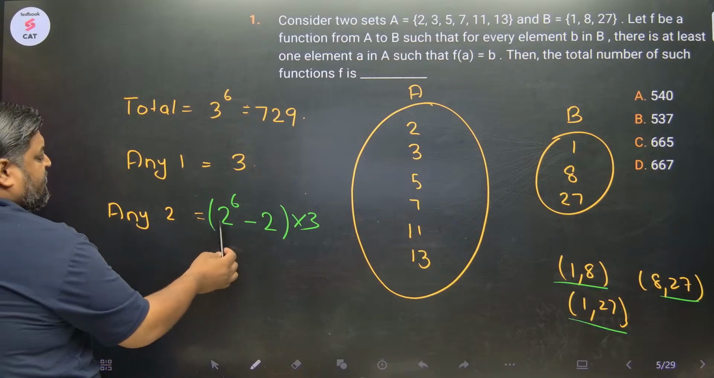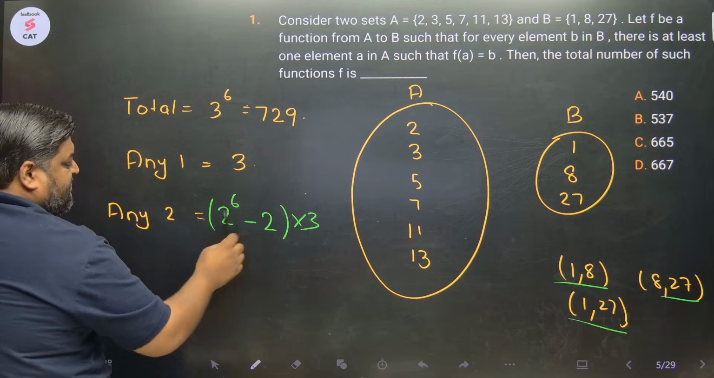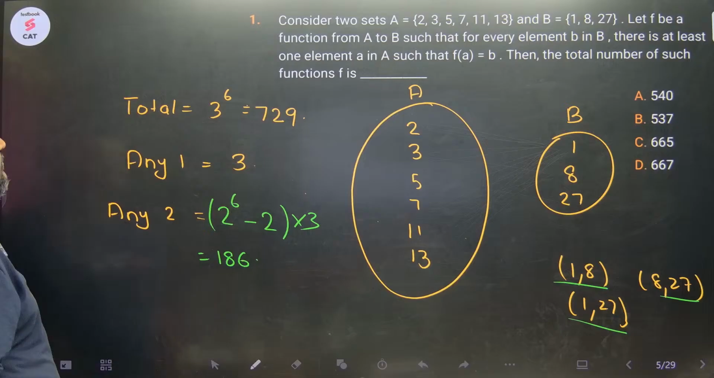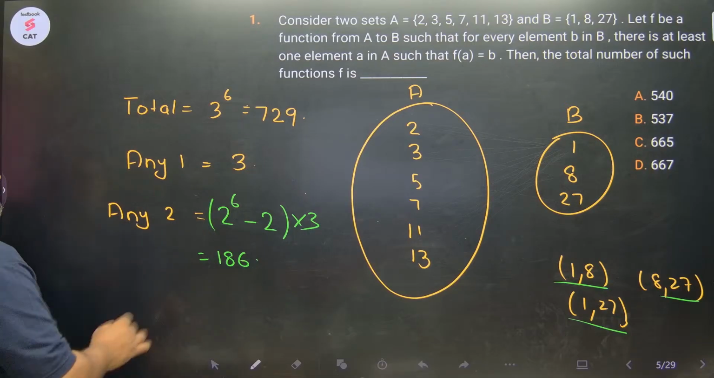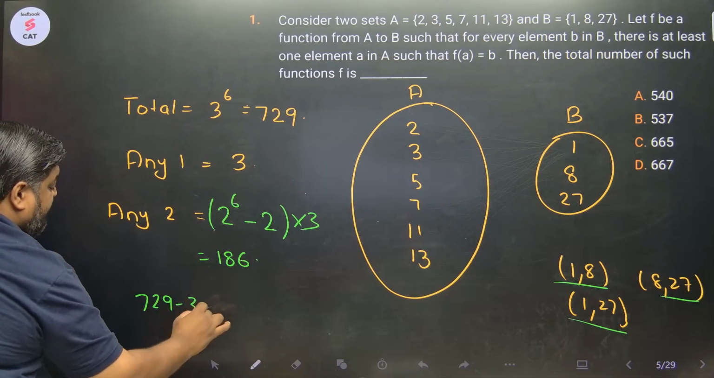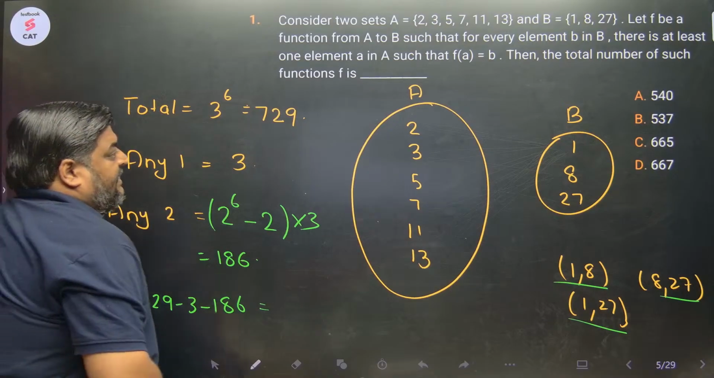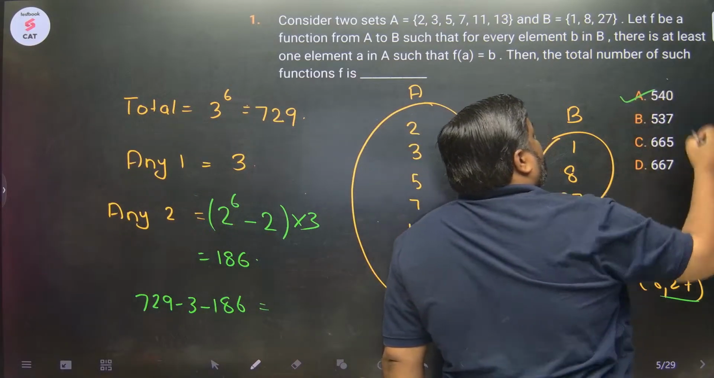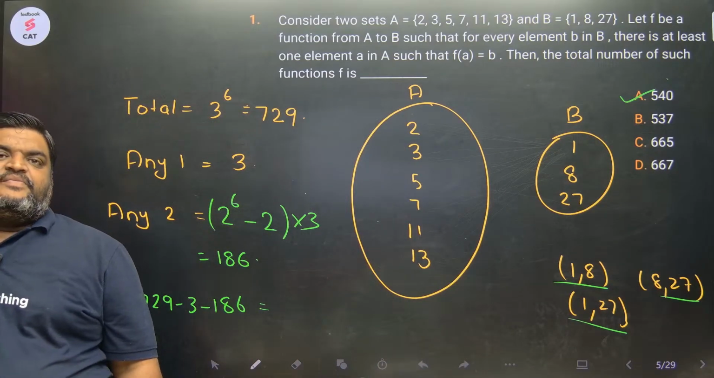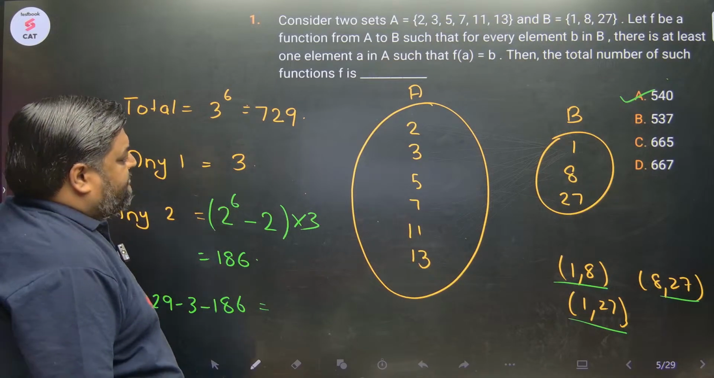Now how much is this? 2 raised to the power 6. 2, 4, 8, 16, 32, 64. 64 minus 2 is 62. 62 into 3 is 186. So this is not desirable. So what would be the final answer? 729 minus 3 minus 186. 729 minus 189, and this is 540, option A. Bolo yes sir. Got it? Answer to the first question.